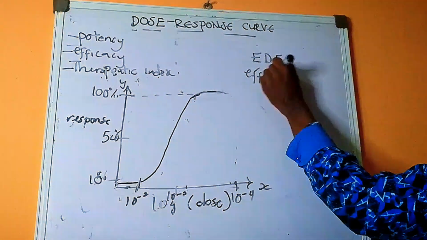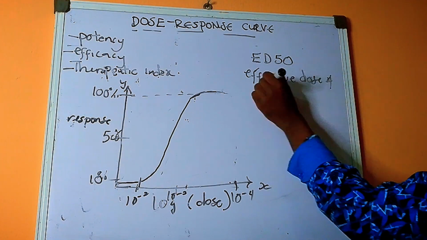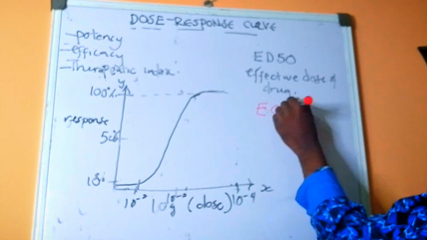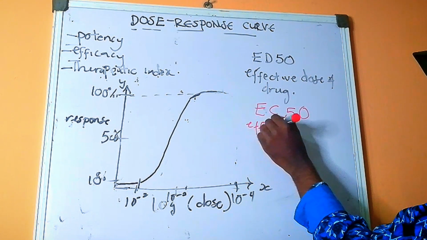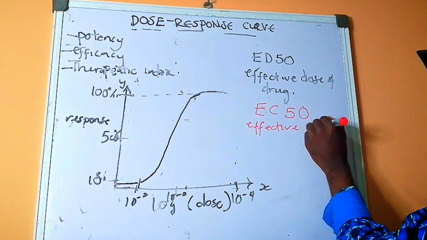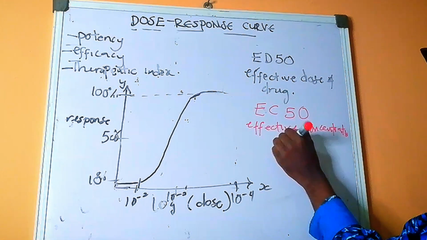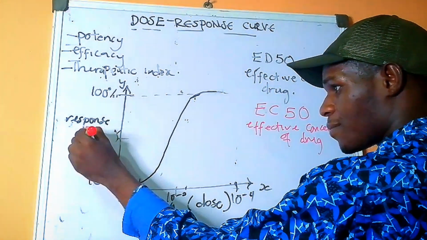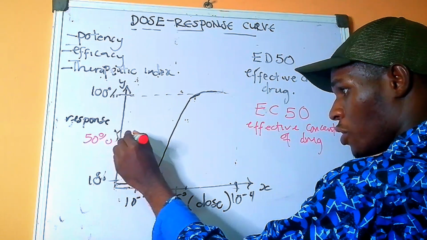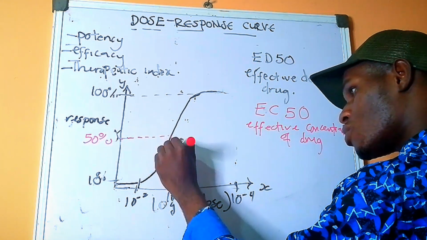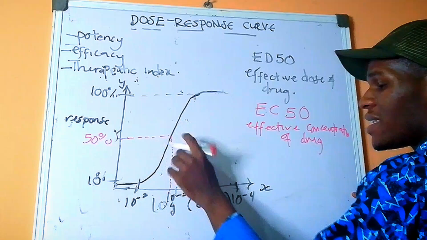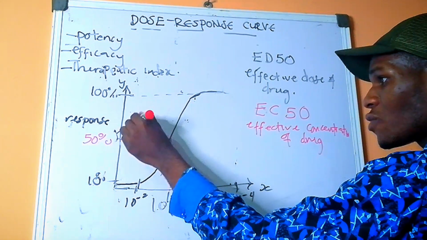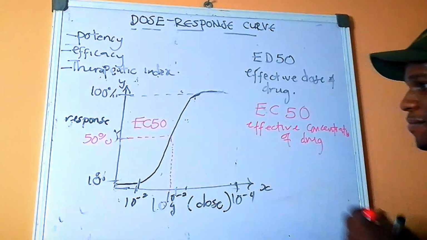Effective dose of drug to produce a given response. It can also be called EC50, which is the effective concentration of drug at the receptor site. So at this particular place, there is 50% response of the drug. The dose of the drug that can produce 50% response or 50% pharmacological effect is referred to as EC50.